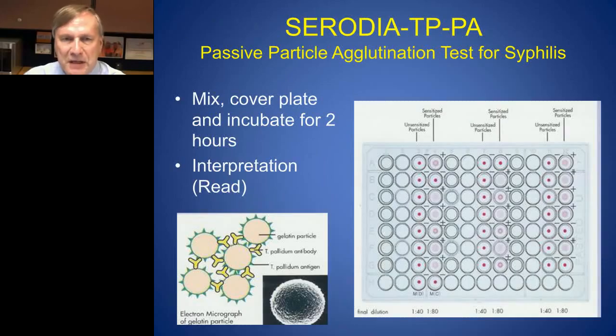Okay. Next, the slide is the TPPA assay. Again, a nice little assay. It uses little gelatin particles that are coated with the antigen. We have the patient's specimen, and if we have antibodies, we get nice agglutination, and you can see the unsensitized particles for controls and the sensitized particles with the antigen, the patient's serum, and the agglutination. It's a fairly simple little assay, and it works fairly well. Again, it's read visually, so there certainly is some subjectivity to reading that.